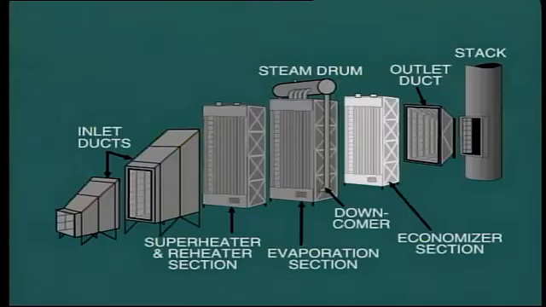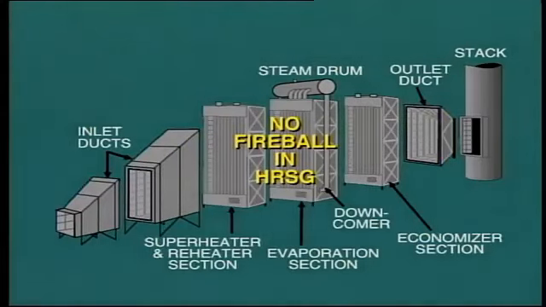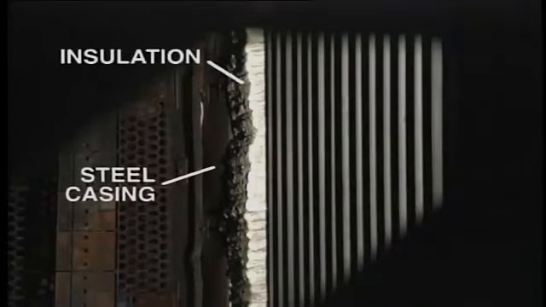Note that water wall construction is not used. This is because there is no fireball in the HRSG. Consequently, water wall tubes would not pick up much heat. Remember that in the fired furnace, much of the heat transferred to the water walls is by radiation from the flame. As there are no water walls, the steel casing of the HRSG must be very well insulated so as to prevent heat loss to atmosphere.